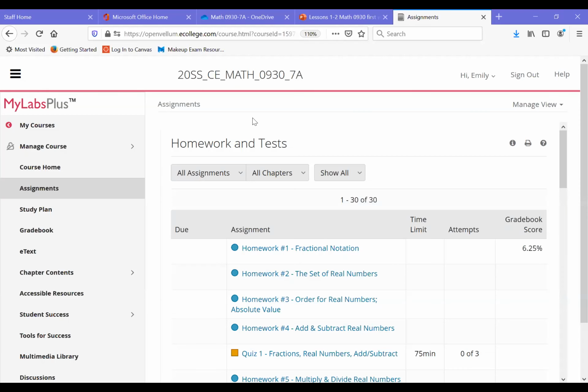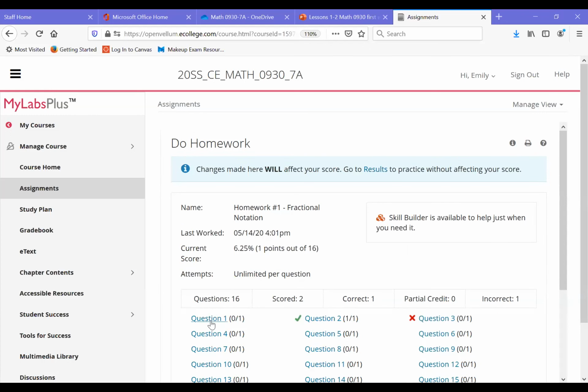Okay, so I've just switched the screen. This is our list of assignments. Homework number 1 is on fractions or fractional notation. And I'd like to show you number 1 right now.